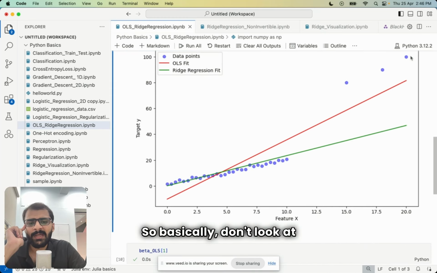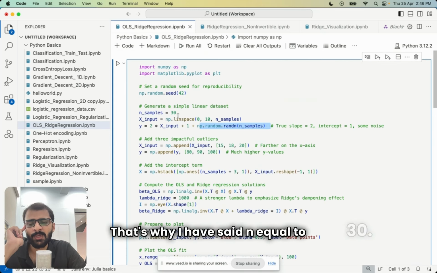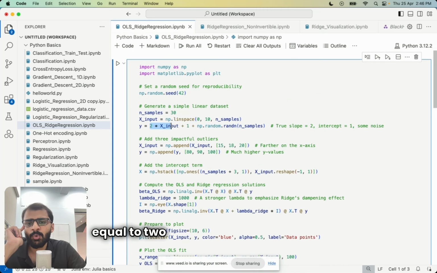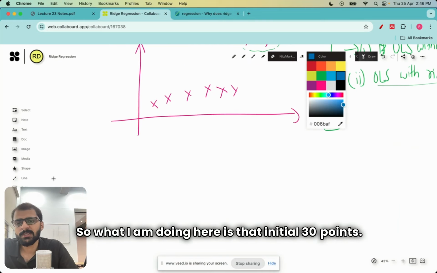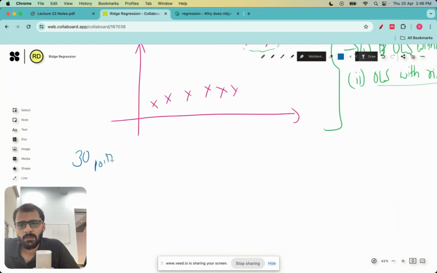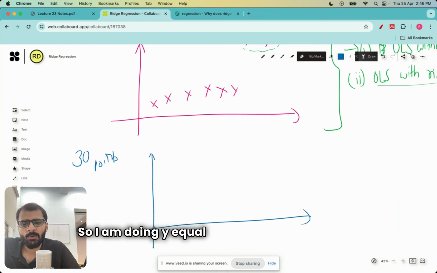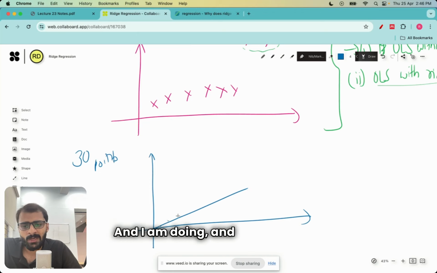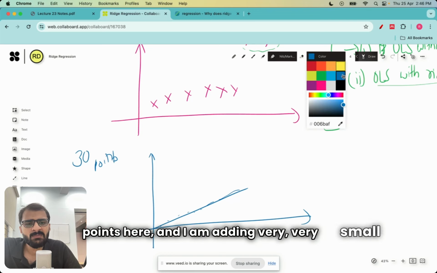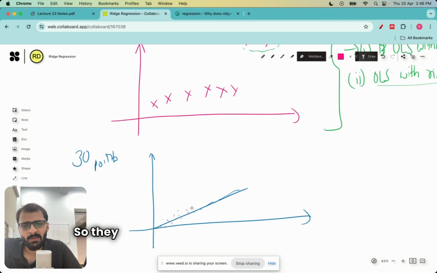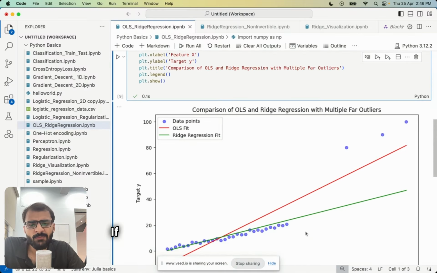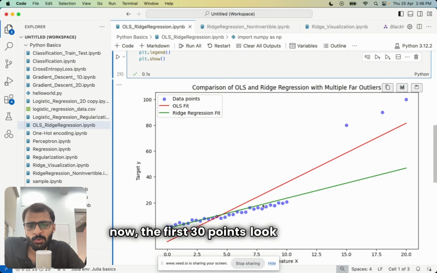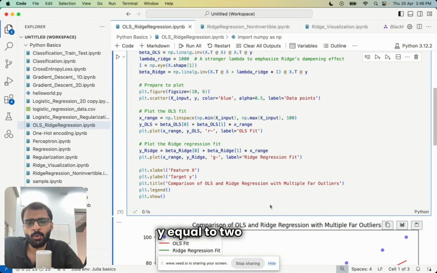So basically, don't look at the straight lines right now. Just look at these blue points. So 30 points are there here. That's why I have set N equal to 30. And what I've done here is that Y is equal to 2X plus a small amount of noise. So I'm doing Y equal to 2X, and I'm taking 30 points here. And I'm adding a very, very small amount of noise to all of these points. So they will lie somewhere along this line. So this is how the first 30 points actually look. If you just look at the blue dots right now, the first 30 points look like this. They lie around the Y equal to 2X line.